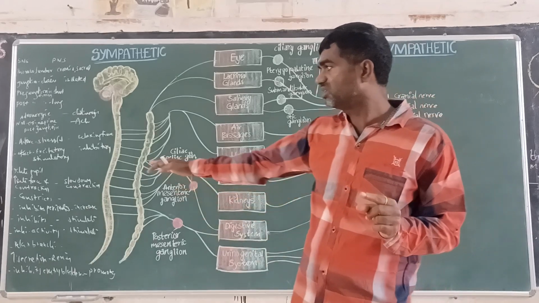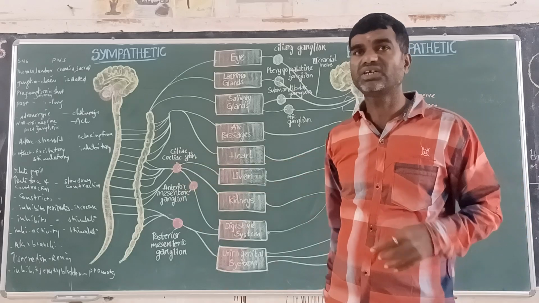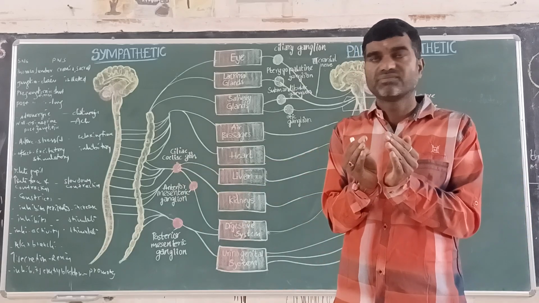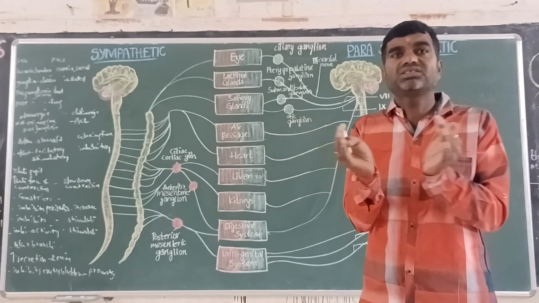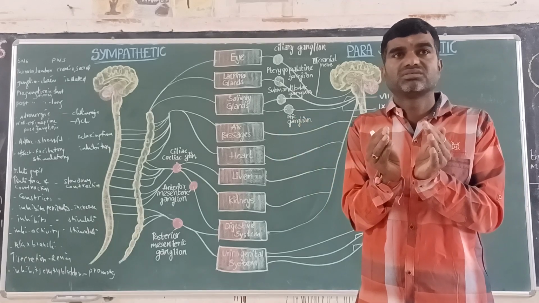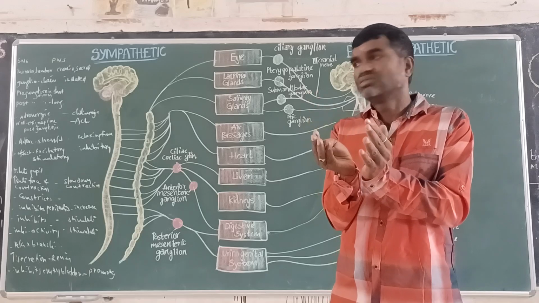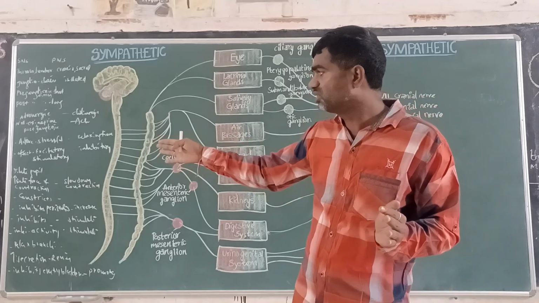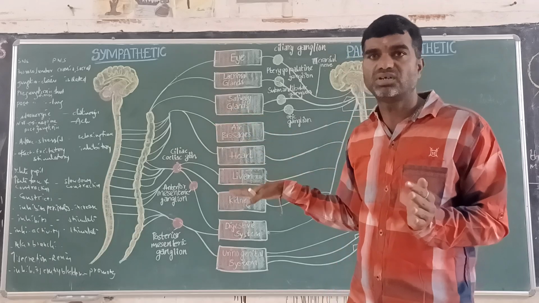And next one is the heart. In the sympathetic neuron, the pulse rate and the force of contraction are increased. And the parasympathetic neuron slows down the contraction of the heartbeat. It is not a complete slowdown, but it is somewhat slowed. The rate of force of contraction is increased by the sympathetic and somewhat slowed down by the parasympathetic.